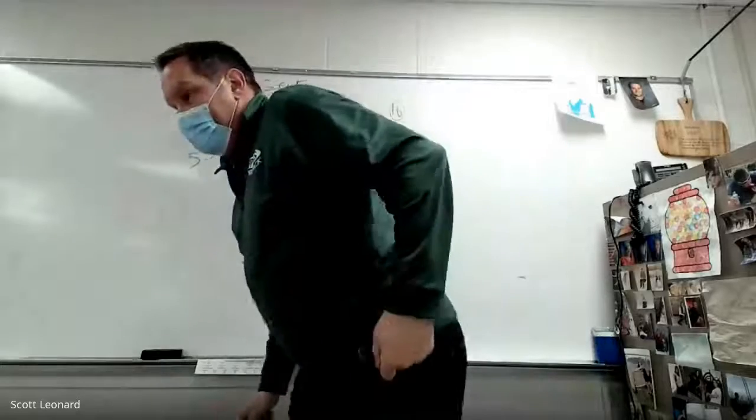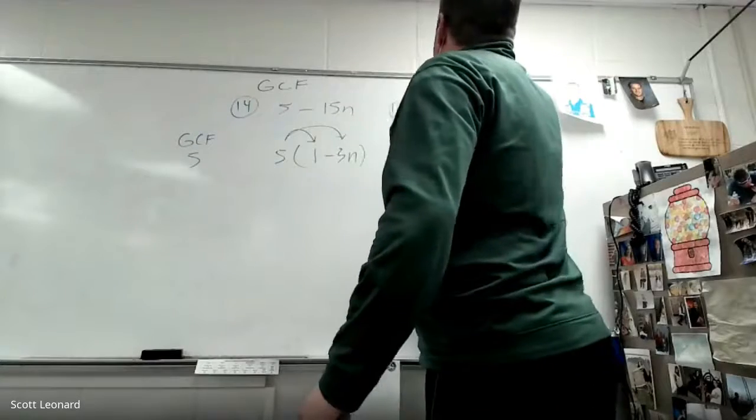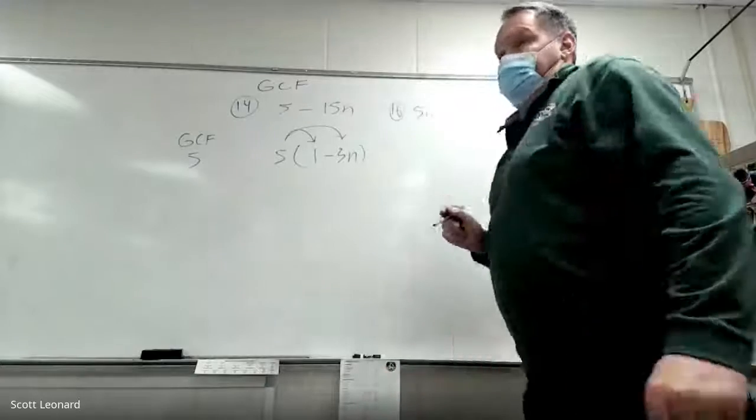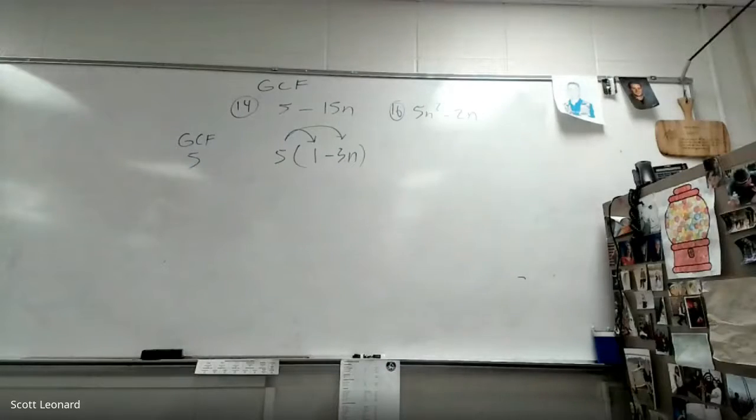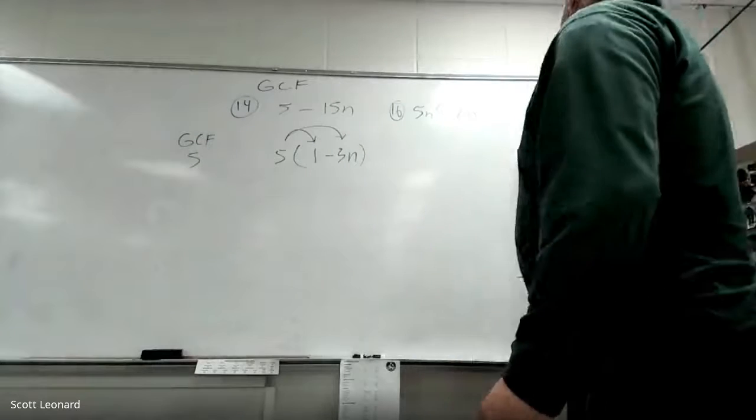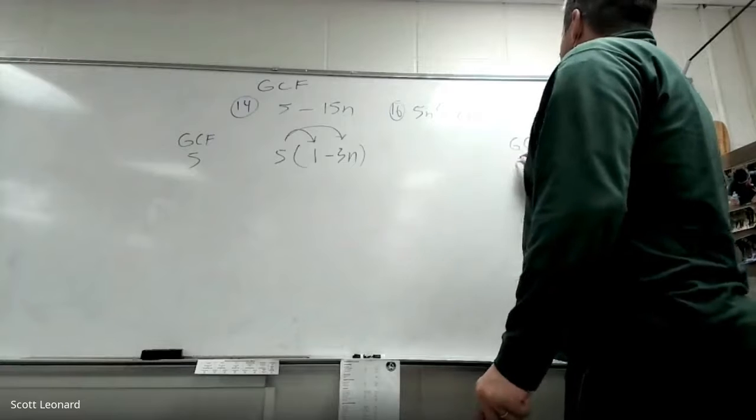Okay? Now let's do 16 together. Okay, I got 5n squared minus 2n. What is the GCF this time? Is there a number that goes into 5 and 2? No? But what do they both have this time? They both have an n. So this time our greatest common factor is n.